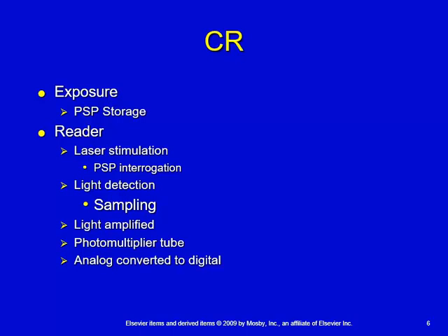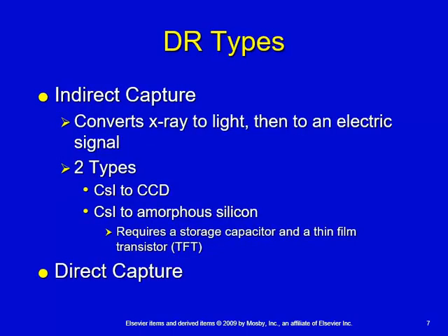In our DR types, again, we've got direct capture and we've got indirect capture. With indirect capture, what we have is conversion to light, and then it converts the light to an electric signal. So we've got two different types. We've got cesium iodide attached to a charge-coupled device, and then we've got cesium iodide that is attached to amorphous silicone.